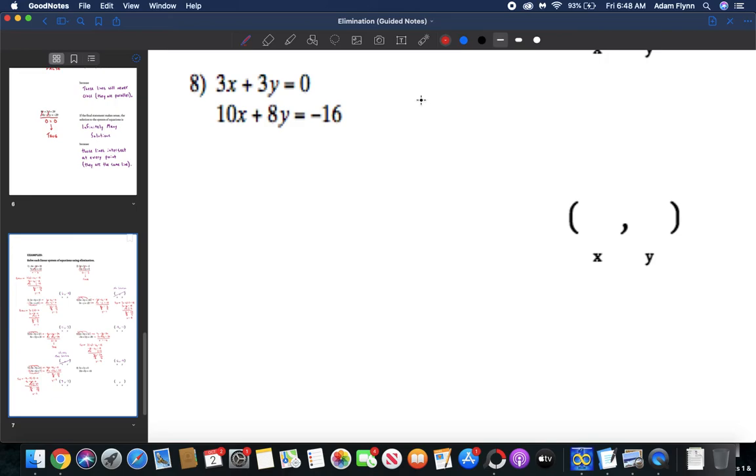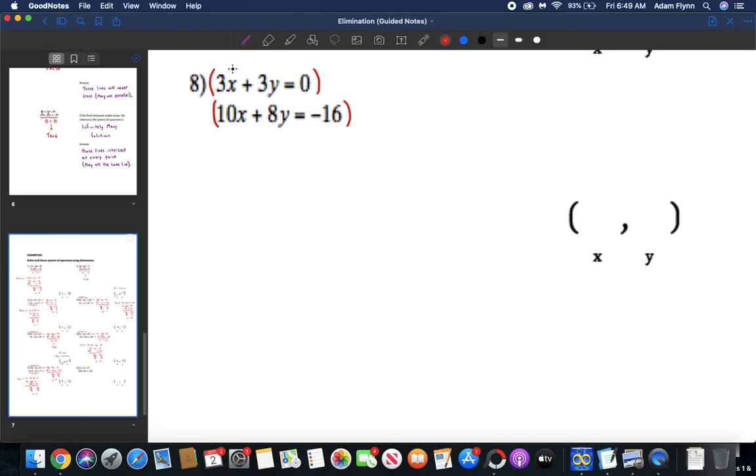Okay, so we have to pick a variable to eliminate. Let's try to eliminate our y. Let's eliminate y this time. So if I'm going to eliminate y, I'm going to find the smallest number that 3 and 8 both go into. And I believe the smallest number that 3 and 8 both go into is going to be 24. So I need to make one of these negative 24y and the other positive 24y. I'm going to have to scale both of them unless I want to do a fraction, which I try to avoid.